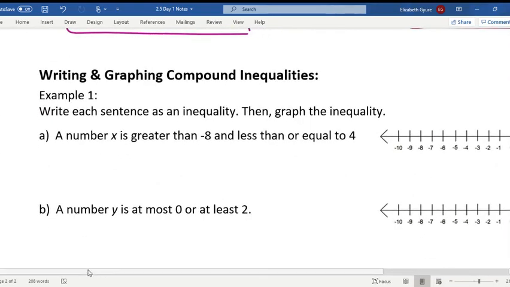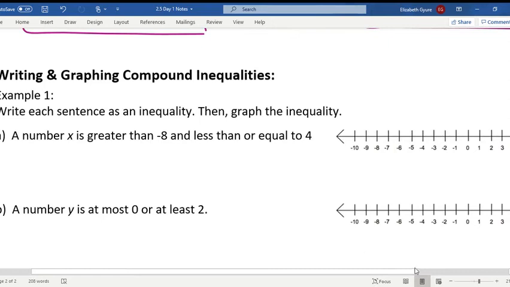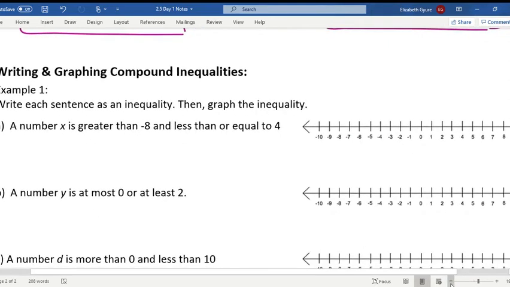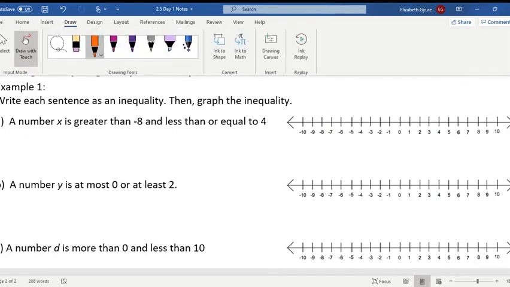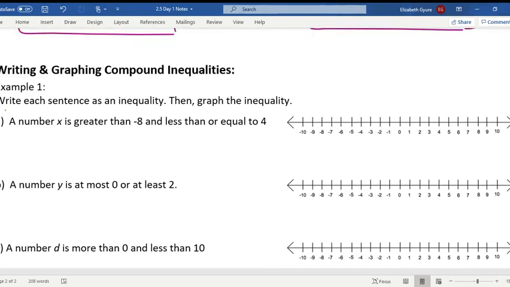All right, so here's what we're gonna do. We're gonna write each sentence as an inequality, then we're gonna graph it. We have a few of these and then we're done. All right. So we have a number x is greater than -8 and less than or equal to 4. Let's identify our important information here. What were my important numbers, Jaden? All right. X, -8, and 4.